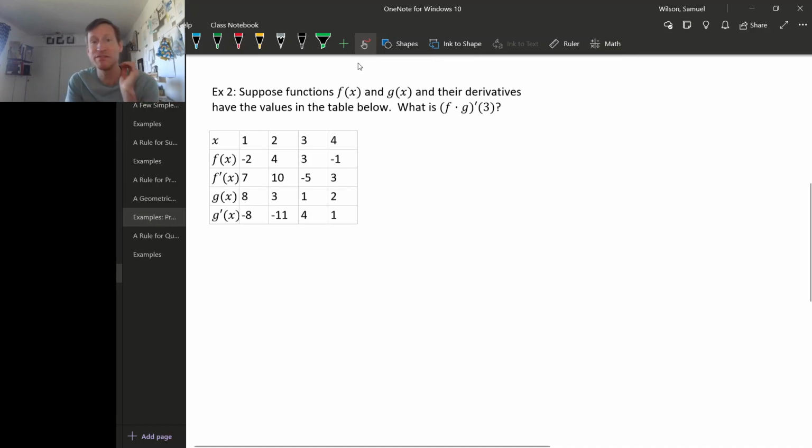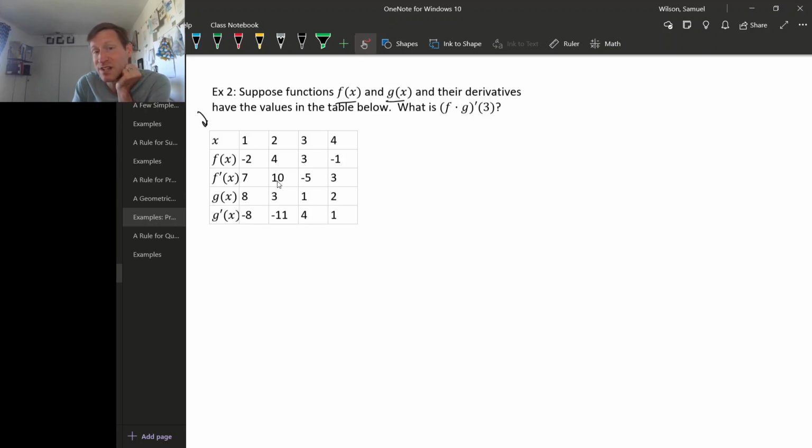So let's suppose that we have these functions f and g, and we have a table of values for f and g and its derivatives. Now, for these derivatives to exist, f and g actually have to be defined on whole open intervals, not just at individual points. So this table isn't a complete table of values, it's just a few values.